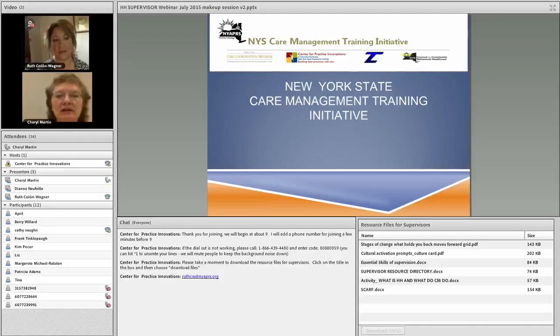We're going to move those resource files in a second, but right now I just kind of want to go over them so that you have an idea of what's going to be in there. Most of them are regarding either when we're talking about SCARF or we're talking about the cultural activation, and I will be referring to them when we get there. So if you can have them ready or at least have a way to be able to view them, that would be really helpful. So let's get started.